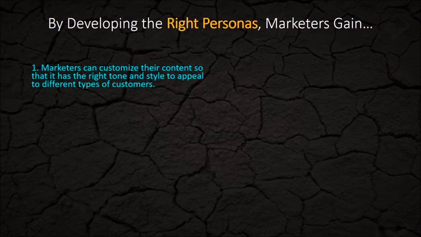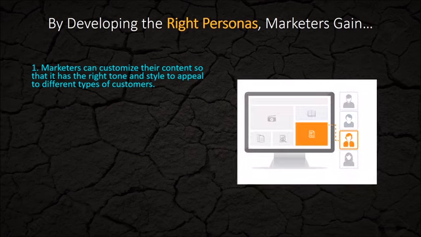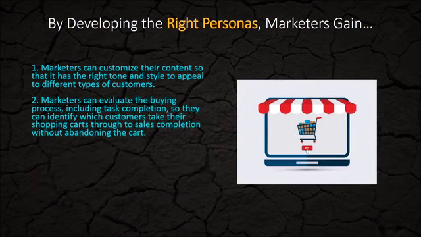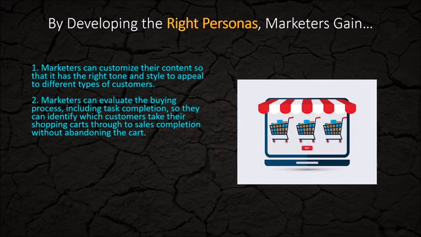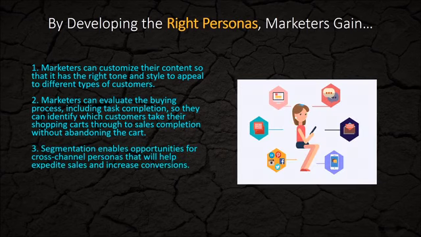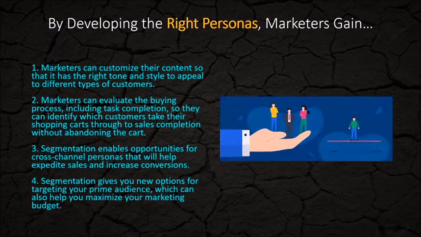1. Marketers can customize their content so that it has the right tone and style to appeal to different types of customers. 2. Marketers can evaluate the buying process, including task completion, so they can identify which customers take their shopping carts through to sales completion without abandoning their cart. 3. Segmentation enables opportunities for cross-channel personas that will help expedite sales and increase conversions. And 4, segmentation gives you new options for targeting your prime audience, which can also help you maximize your marketing budget.